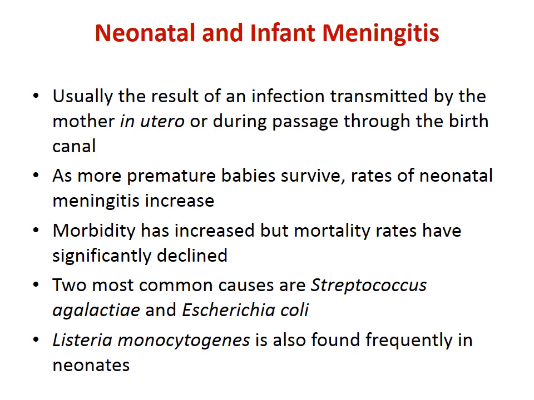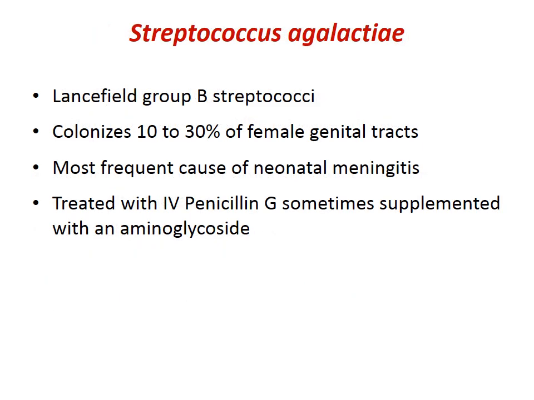So let's talk about two common causes, which are Strep agalactiae and E. coli. Both of these, again, can cause infections that potentially are fatal. We also have found Listeria monocytogenes, common in many cases of neonatal meningitis. So let's talk about Streptococcus agalactiae a little more.